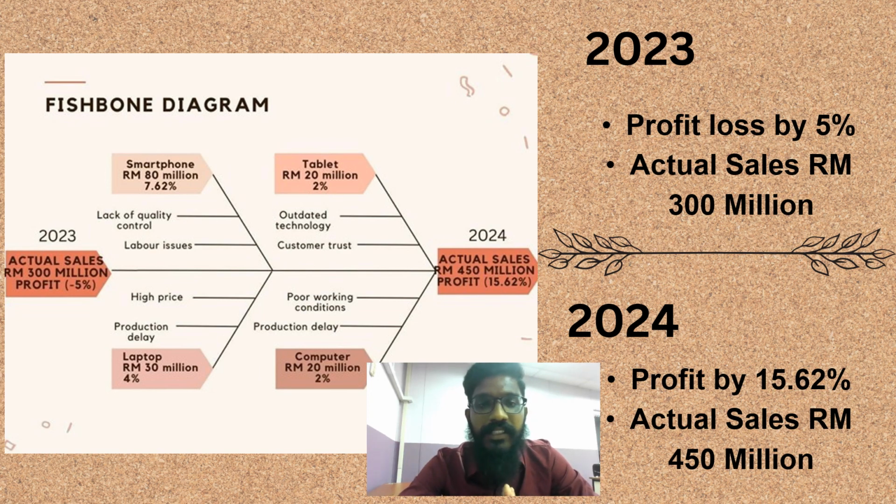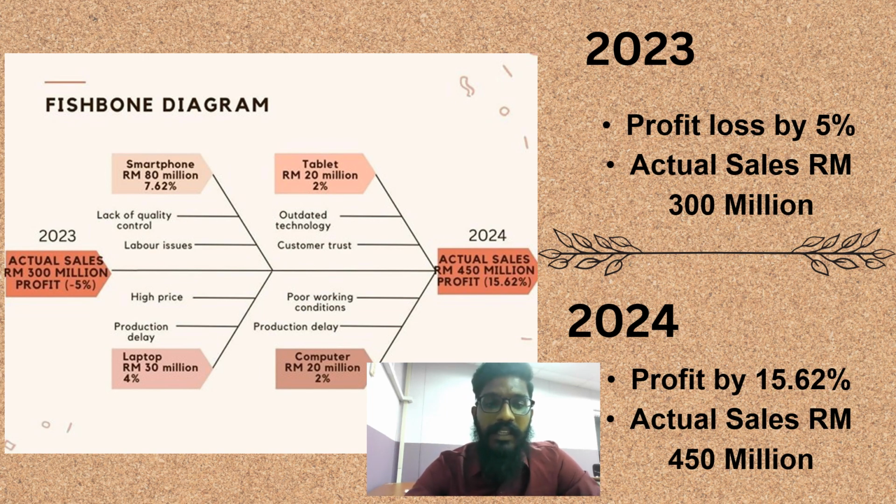Now we will see the fishbone diagram for this company. In 2023, the company is supposed to have actual sales of 315 million from their products, but due to the defects in their products, they have lost 15 million ringgit Malaysia and 5% in profit. The loss is mainly due to the lack of quality control, poor customer trust, production delay, labor issues, and insanely high prices to compensate, but it backfires on them.